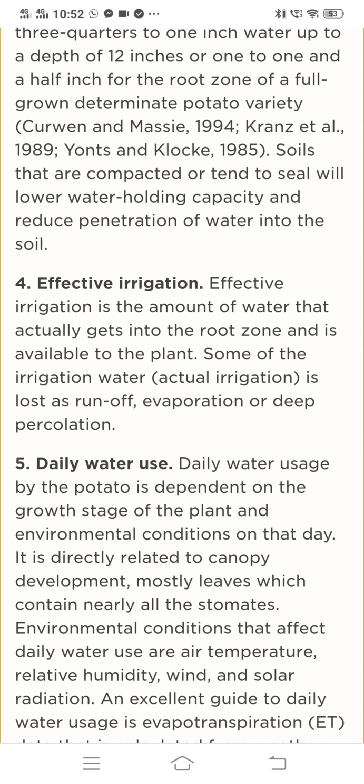Now, fourth is effective irrigation. Now what is effective irrigation? Effective irrigation is amount of water that actually gets into root zone and is available to the plant. Some of the irrigation water is lost as runoff, evaporation, or deep percolation.